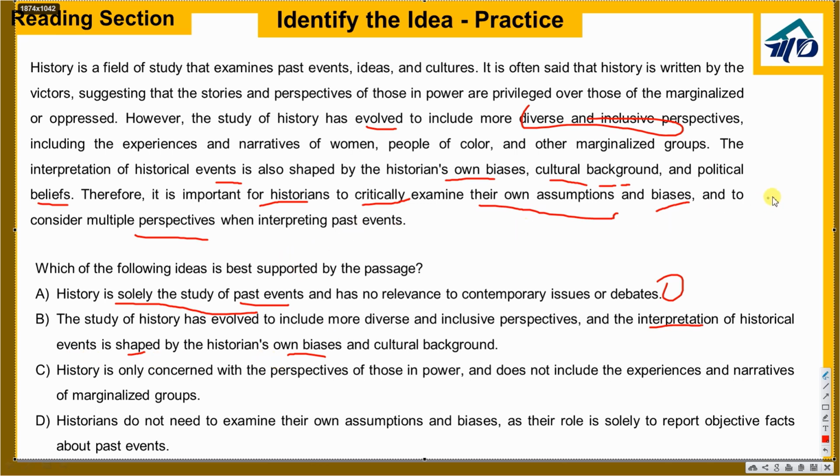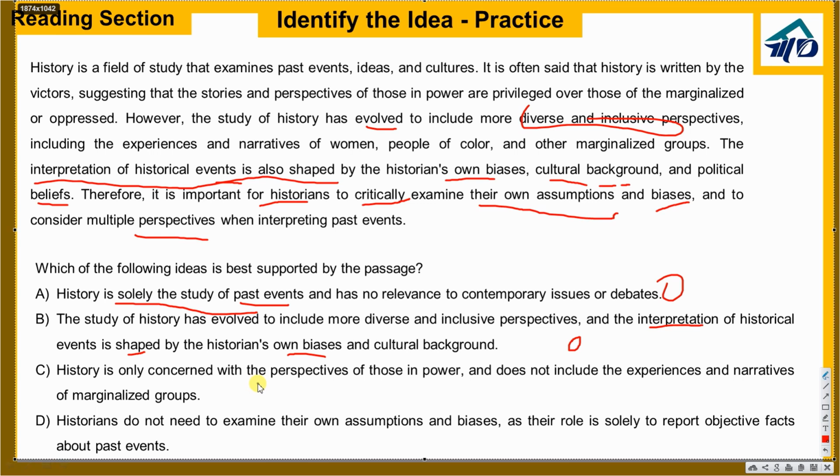So this was also discussed in this particular sentence. So I will not eliminate B also. History is only concerned with the perspectives of those in power and does not include the experiences and narratives of marginalized groups. Well, some part is there, but it is not the best answer. Why? It is saying it is only concerned with. Okay, but in the paragraph they have said something different. It is contradicting the paragraph.